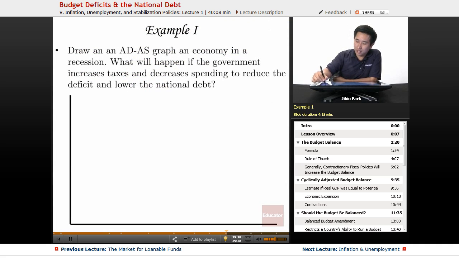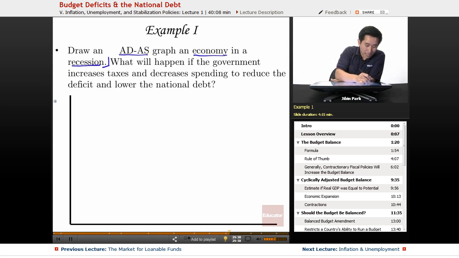Okay, so let's take a look at an example. Again, it's great to talk about these things, but I know your goal is to get that 5 on the AP macro exam, so I want to try to help you with that. So draw here an AD-AS graph of an economy in a recession. Take out this extraneous and draw an AD-AS graph of an economy in a recession. So let's go ahead and stop right there, and let's draw this AD-AS graph here.